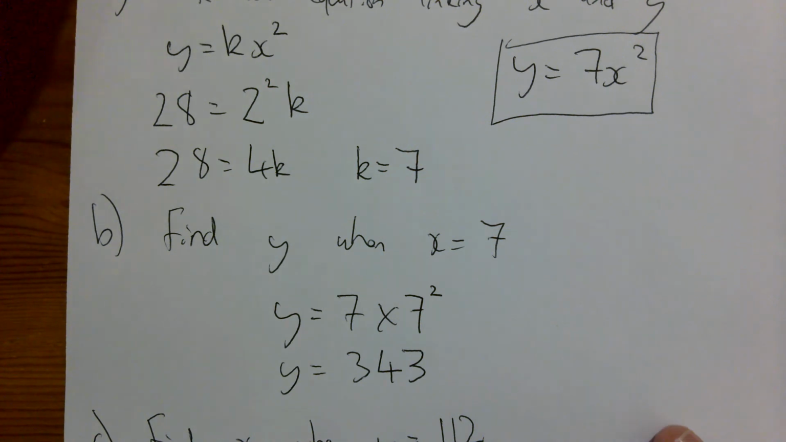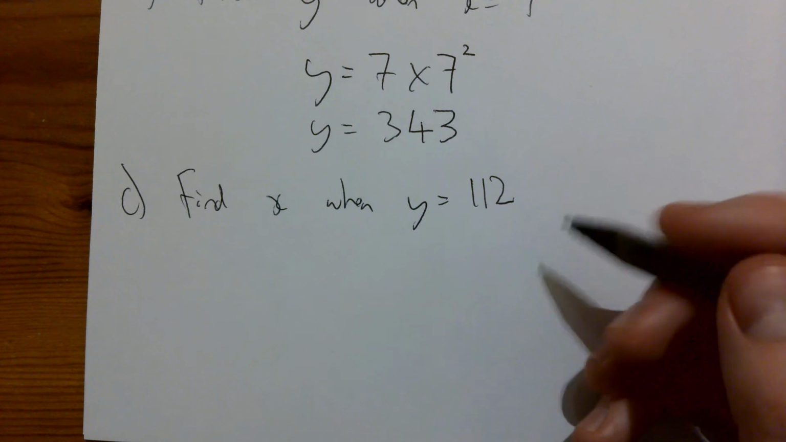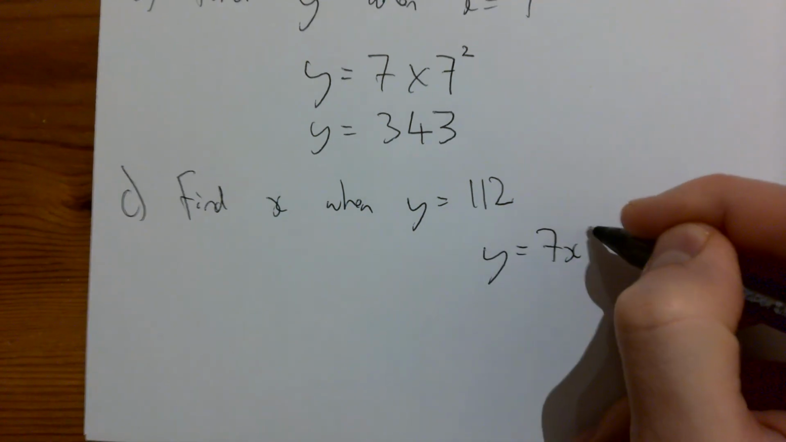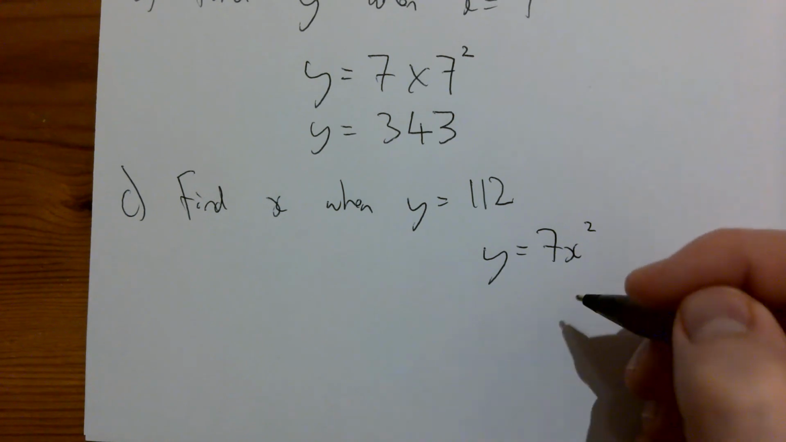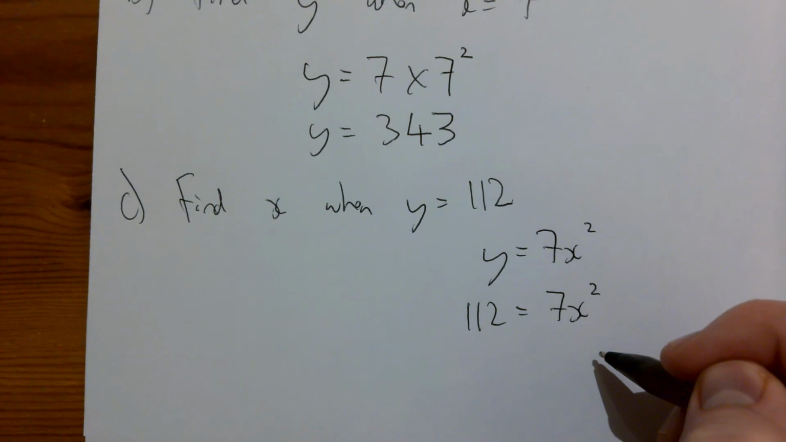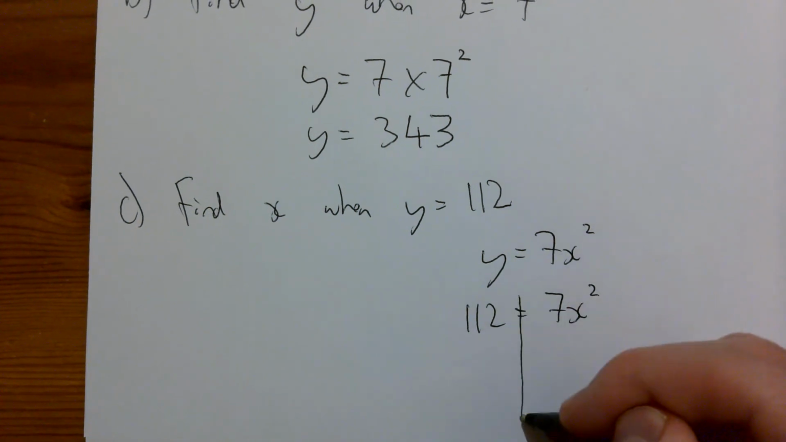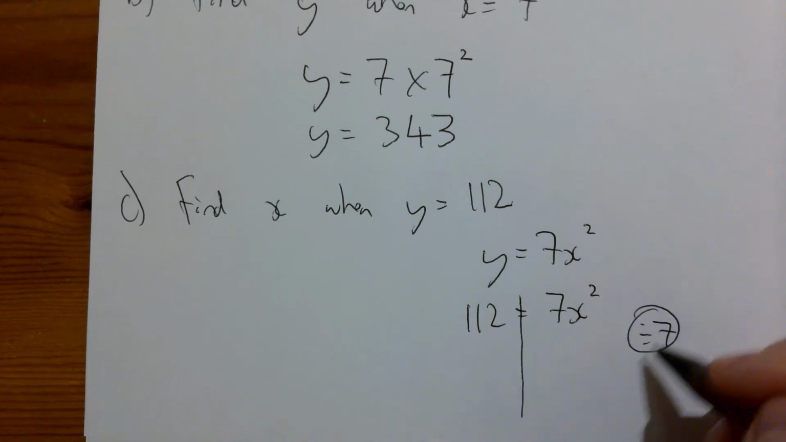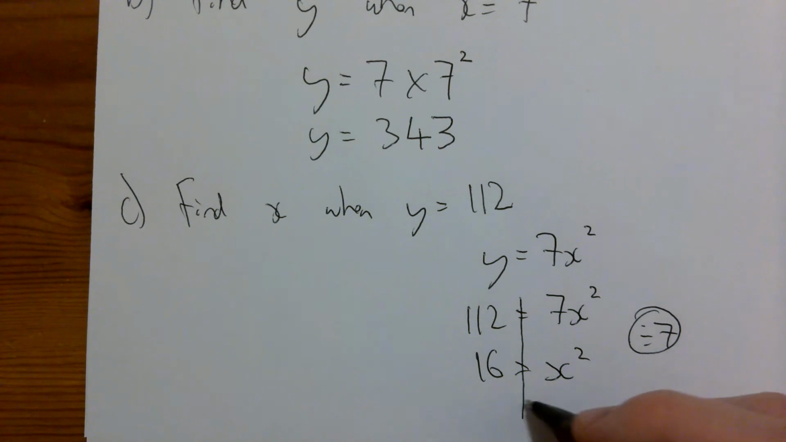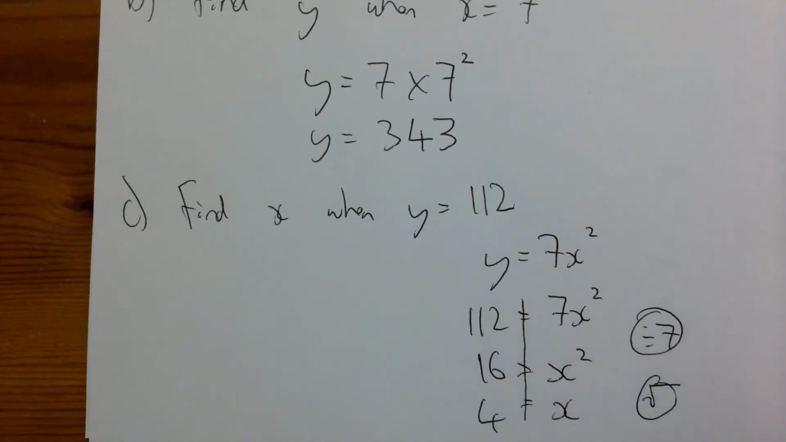And then the other one we're asked to do was to find x when y equals 112. Well, again, I'm going to use that same rule I used before. We know that y equals 7x squared. So on this one, that means 112 equals 7x squared. To solve that equation, I'm going to divide both sides by 7. That gives me x squared on this side, and that gives me 16 on this side. And so x must equal 4 if I root both sides.